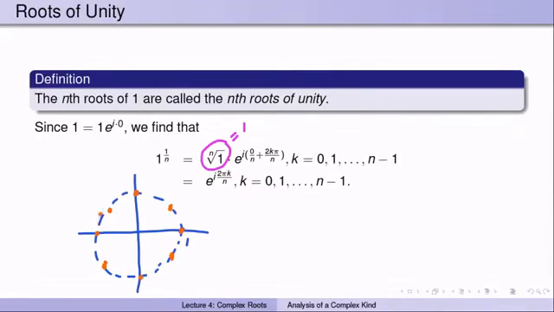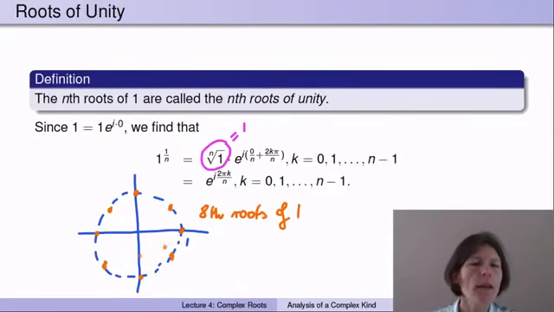So I have these equally spaced points on the unit circle that correspond to the 8th roots of unity. I simply divide the whole angle into as many parts as necessary, and that gives me the nth roots of unity.